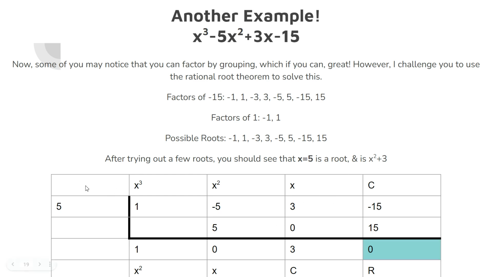You can see the synthetic division here. Drop the 1. 1 times 5 is 5. -5 plus 5 is 0. 0 times 5 is 0. 3 plus 0 is 3. 3 times 5 is 15. -15 plus 15 is 0. This also means that x squared plus 3 is a factor. Because if you look, we have x squared plus 0x, so no x, plus 3.